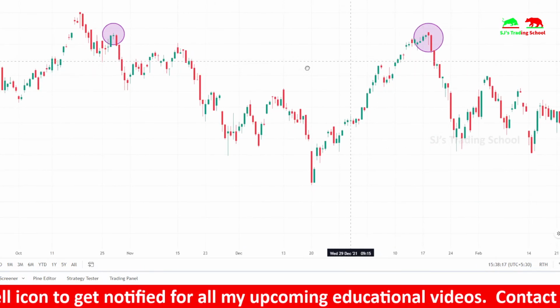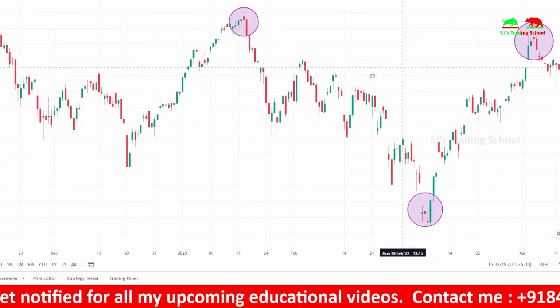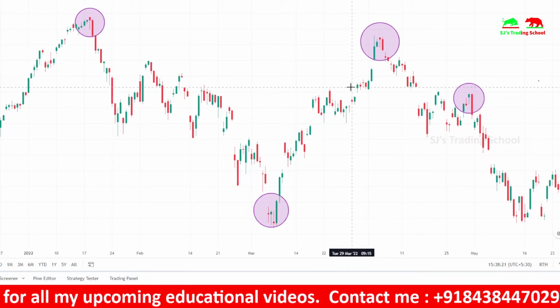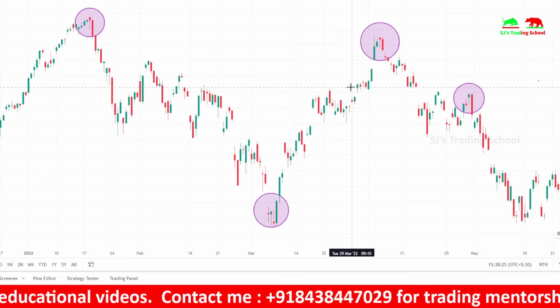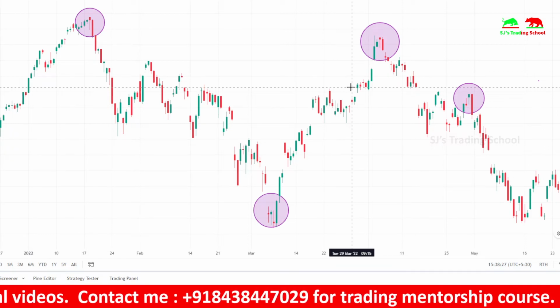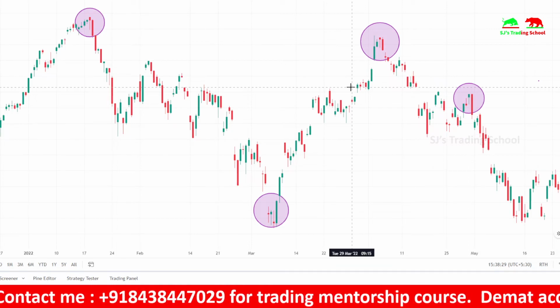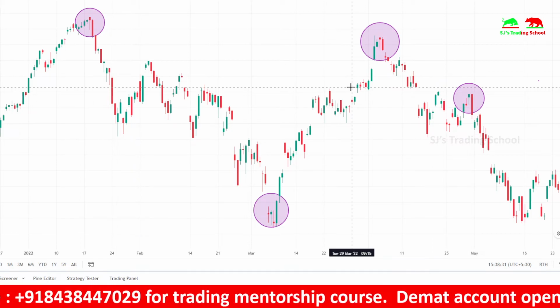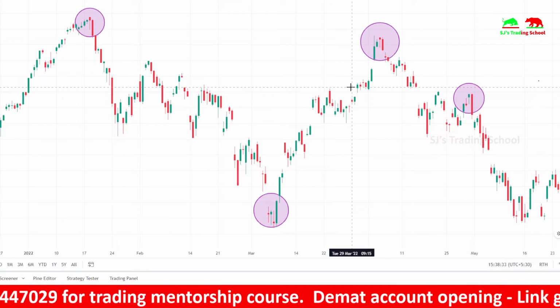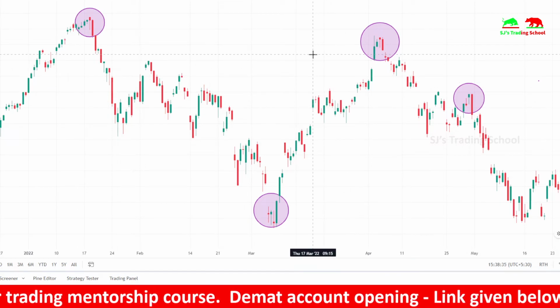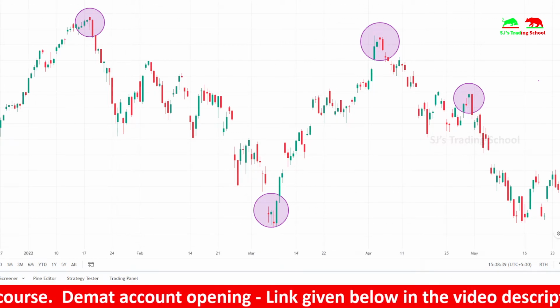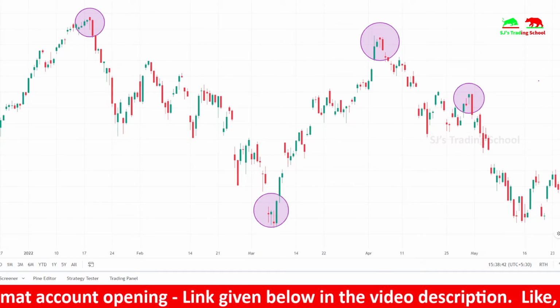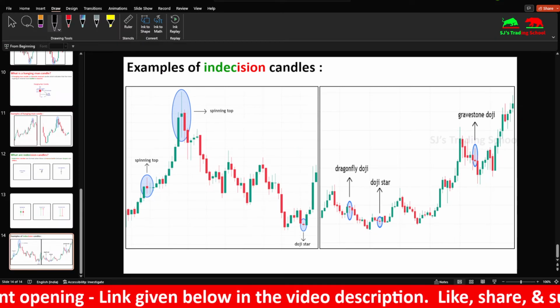These are the basic candles which are used by most of the traders, and this is how you can use the candlesticks along with the market structure as a confluence, and you can take your entry orders, your buying or selling orders. So this is what my video is about. My video has come to an end.